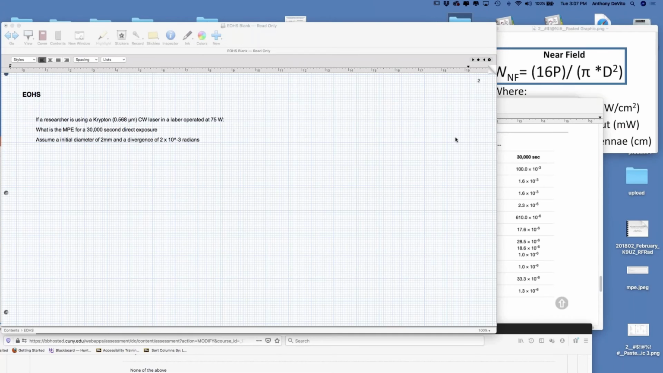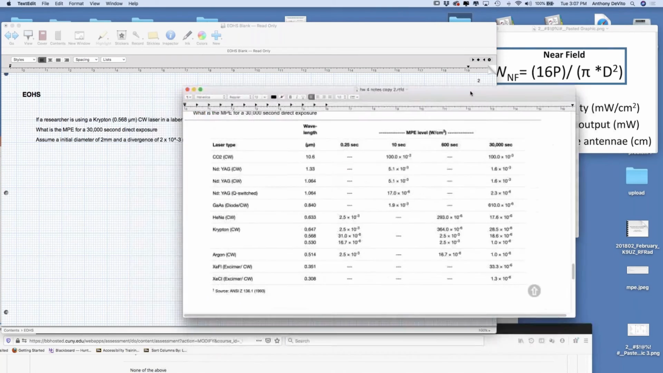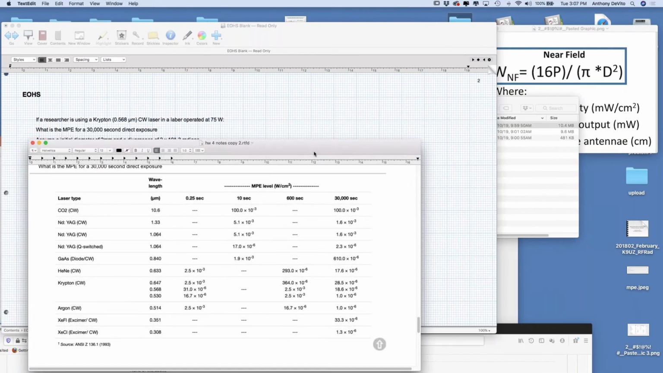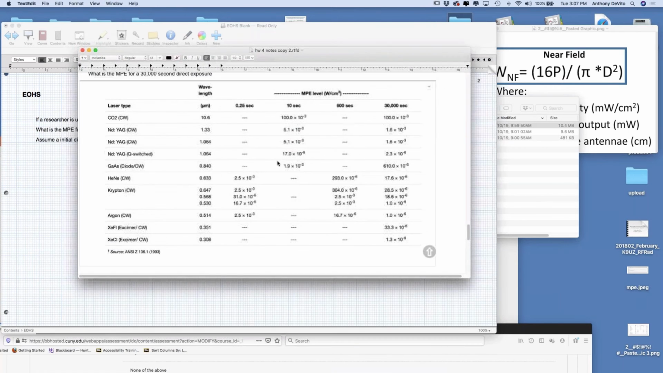Okay, so let me pull up that table again. So for a krypton 0.568 micron laser, for 30,000 seconds, the maximum permissible exposure limit is 18.6 times 10 to the minus 6 watts per square centimeter. That's the maximum permissible exposure limit. So that's basically all they're asking for in that particular problem, but this is going to carry over to the next problem.